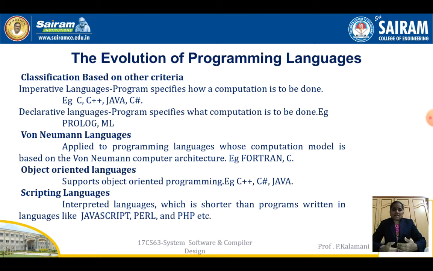Then scripting languages. Nowadays we are using scripting languages more. These languages are interpreted languages. What is the main advantage of scripting languages? Their programs are shorter than the programs we write using high-level languages like Java, C#, etc. Examples of scripting languages: JavaScript, Perl, PHP, and so on.